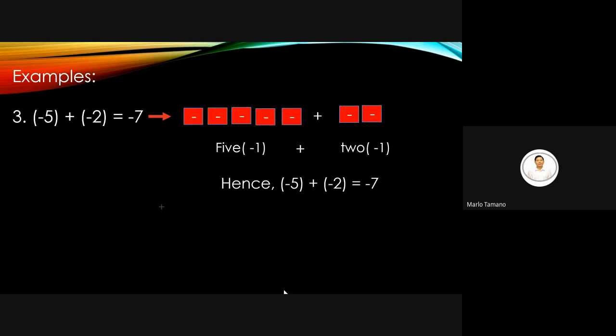Alright, so number 3, parehong negative na po. Yung number 1 kanina, parehong positive. No? So ang ginawa lang natin, pinag-add, then copy the common sign. So negative 5 plus negative 2 is equal to negative 7. So how many negative tiles from the left? So 5 plus 2 negative tiles sa right. Ayan. So remember we have 5 negative 1 tiles plus 2 negative 1 tiles. Hence, negative 5 plus negative 2 is equal to negative 7. So easy, ano?